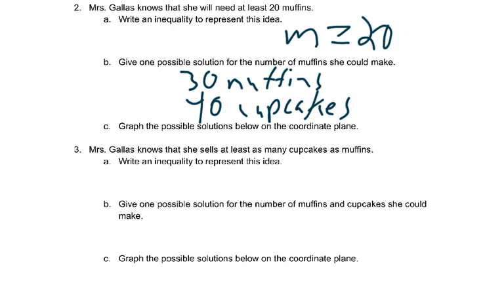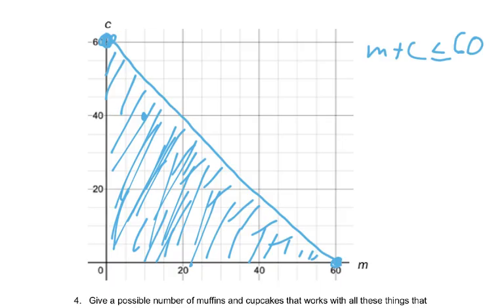So let's go ahead and let's graph that. So I'm going to choose a different color. I'm going to graph this one in red. And it's M is greater than or equal to 20. So if M is greater than or equal to 20, this is really a vertical line because we're only dealing with M here. So that tells us that at 20, we're just going to draw a vertical line like this.